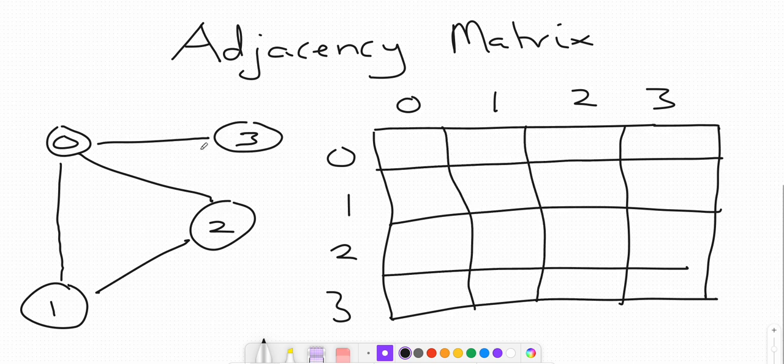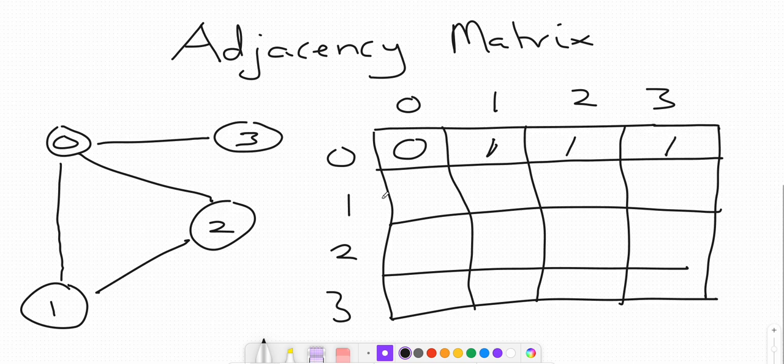In fact it's 0, 0: 0 is not connected to itself, there's no link, so it's a 0. But for 0, 1: 0 is connected to 1, so that's a true, a 1. 0 is connected to 2, so that's a true, a 1. 0 is connected to 3, so that's also a true, a 1.